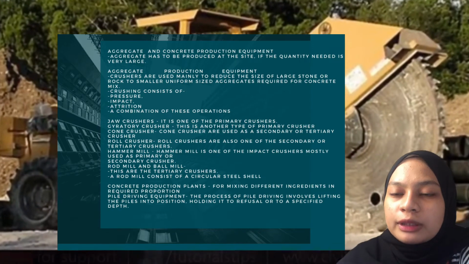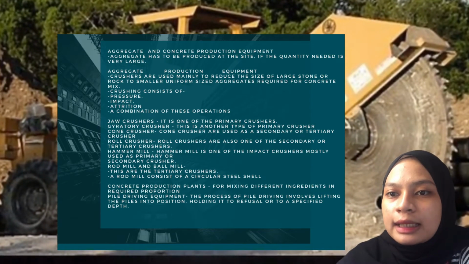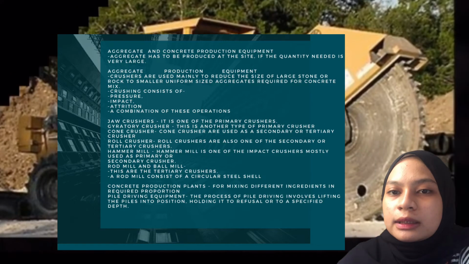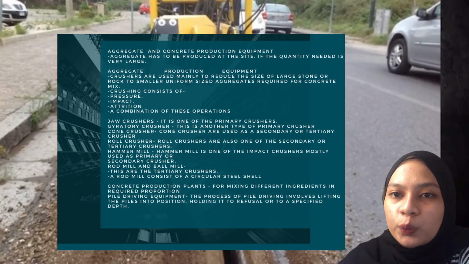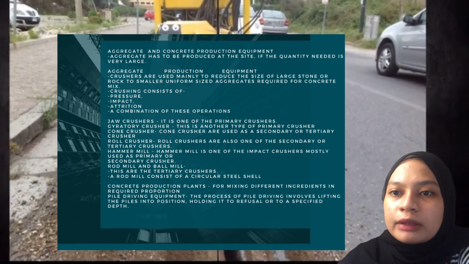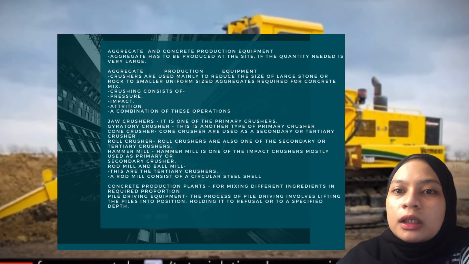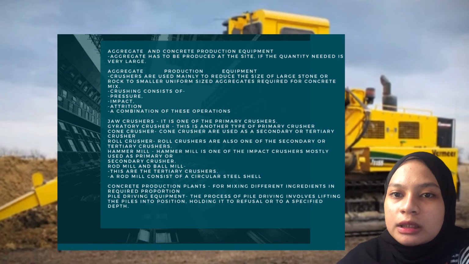Aggregate and concrete production equipment has to be produced at the site if the quantity needed is large. Aggregate production equipment: crushers are used mainly to reduce the size of large stone or rock to smaller uniform size aggregate for concrete mix. Jaw crusher is one of the primary crushers.